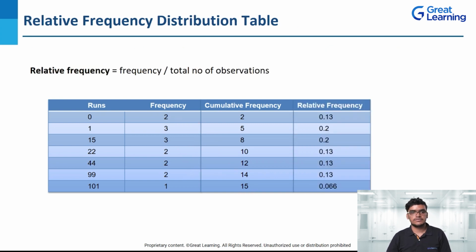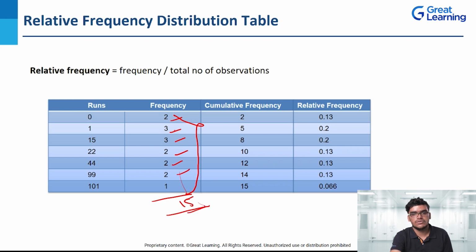Now, after understanding the cumulative frequency distribution table, let's understand the relative frequency distribution table. We have a simple formula: relative frequency is equal to frequency upon total number of observations, or total number of frequencies. Here you can see the frequencies for different players. There are 2 players who have scored 0 runs, 3 players who have scored 1 run, and so on. If you add all these frequencies, 2 plus 3 is 5, 5 plus 3 is 8, then 10, 12, 14, and 15. So the total frequency is 15, and 15 goes in the division part.